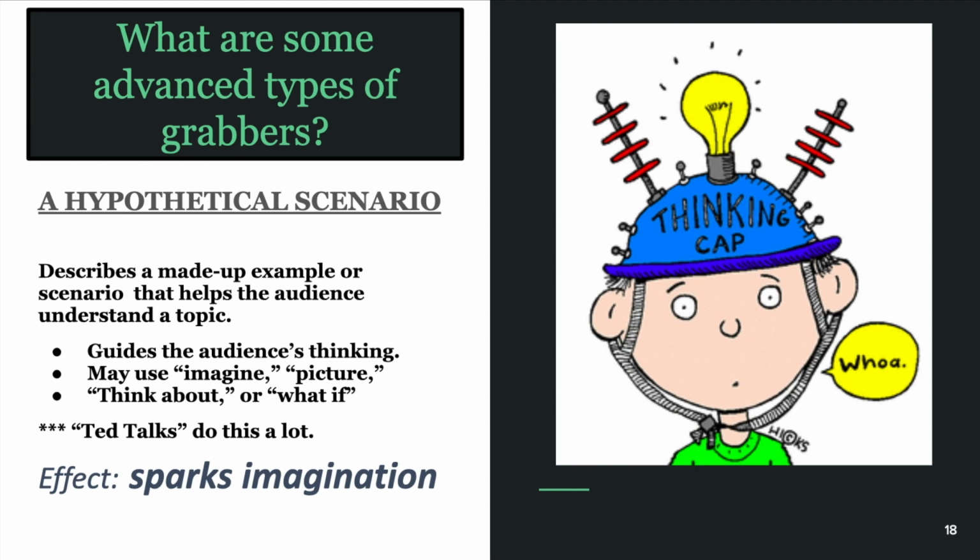You're going to ask the audience to imagine something or picture something, or you're going to ask them, think about this, or what if this were to happen? And by getting them to question that, you're creating an entire set of possibilities in the audience's mind that you are then going to fill in with information from your speech.